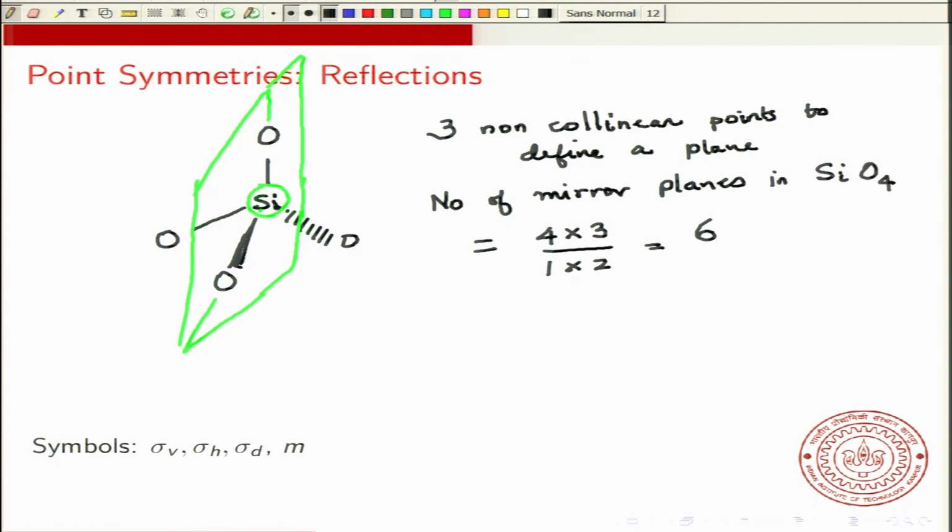This is again an important concept, that you can have several planes, and each of these is a plane of reflection, a plane of symmetry, that is, it has a mirror reflection symmetry about this plane. Now, for the symbols used for mirror planes in the molecular notation, you may have seen terms like sigma v, sigma h, and sigma d.